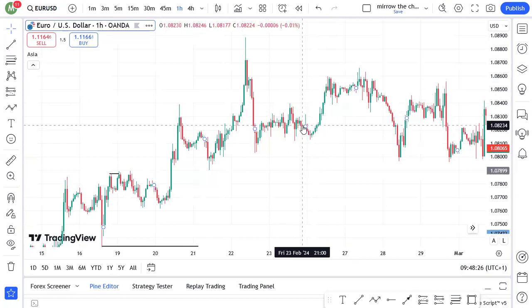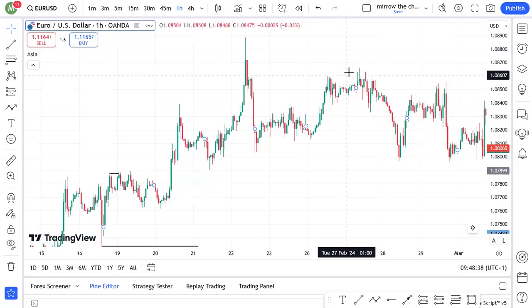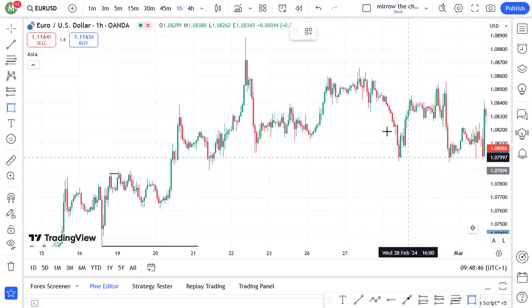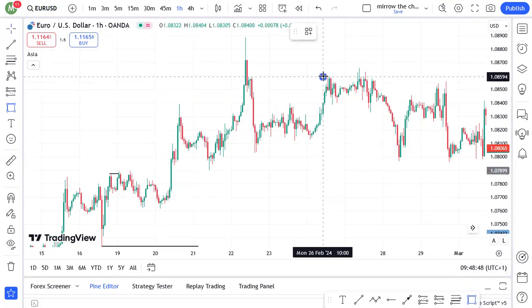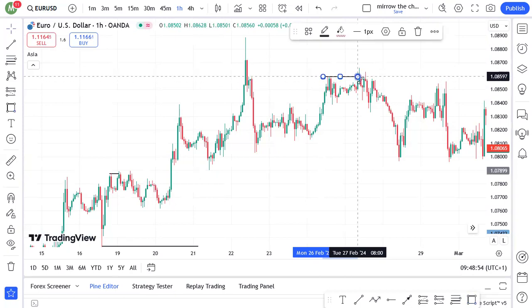This is a new week. Let's say this is Monday. This is where Monday started. Understand? Monday traded inside this area and closed. Now look at what Tuesday did. Tuesday opened and took out Monday's high. After Tuesday opened, it took out Monday high.